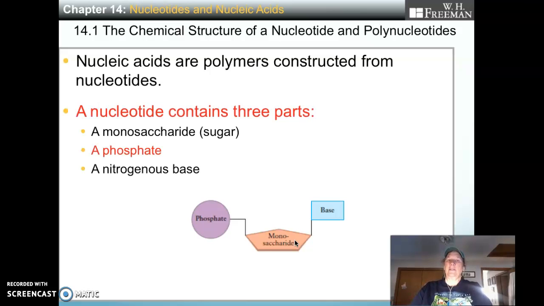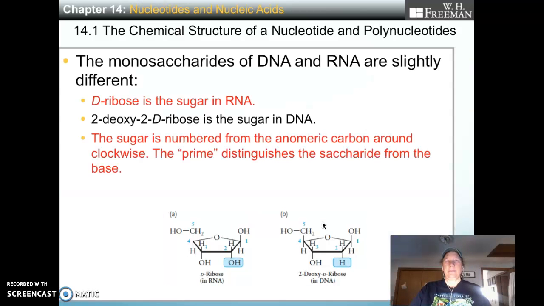Okay, so there's three parts to a nucleotide. You have a sugar, and if it's DNA, it's deoxyribose. If it's RNA, it's ribose. That's where their names come from. And again, this is our phosphate group, and this is our nitrogen base. And there's 4 different nitrogen bases in DNA, and then there's 4 in RNA as well, but there's one different, and we'll talk about that in a little bit. Okay, so when we're talking about these two, DNA and RNA, those are our nucleic acids.